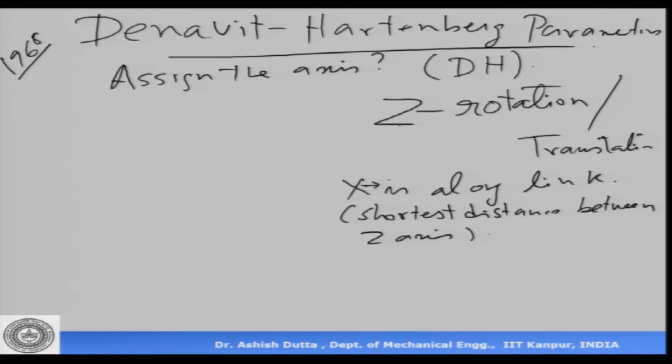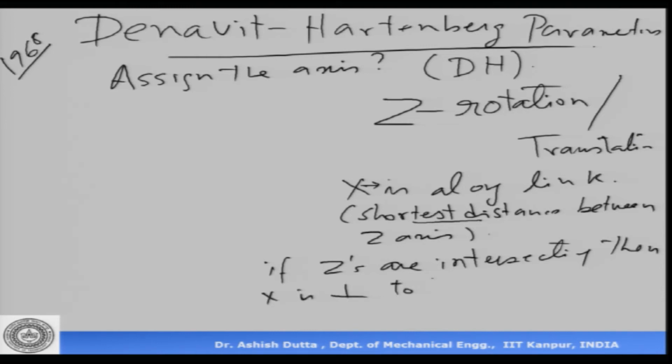Now, there is a possibility that if the z's are intersecting, then there is no shortest distance between them. In that case, this is a sub clause here, if the z's are intersecting, then x is perpendicular to the plane containing the z's. Okay. So, this is the first one, how to put your z axis. Number 2 is how to put your x axis.